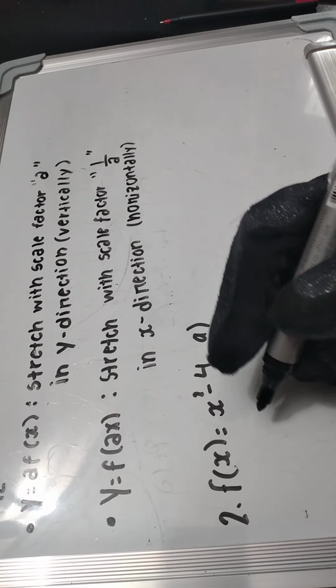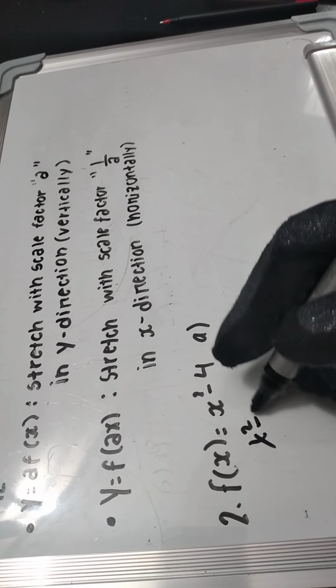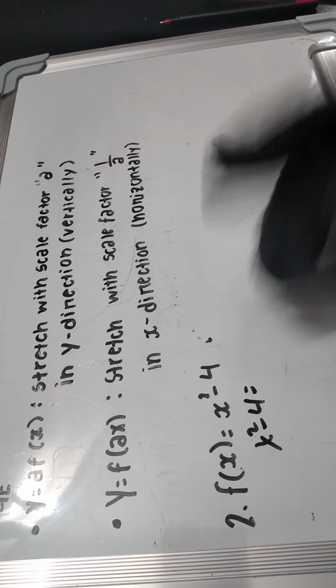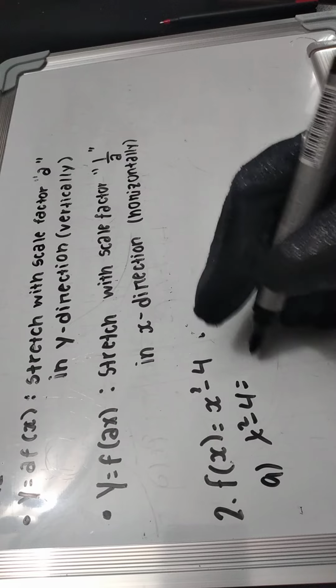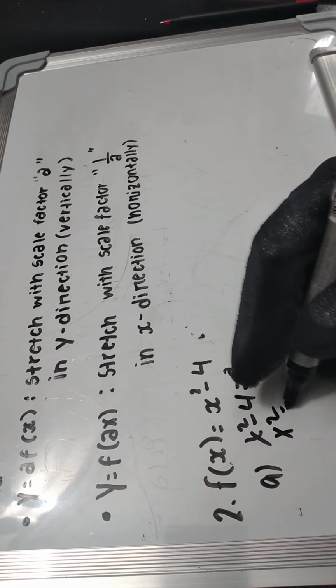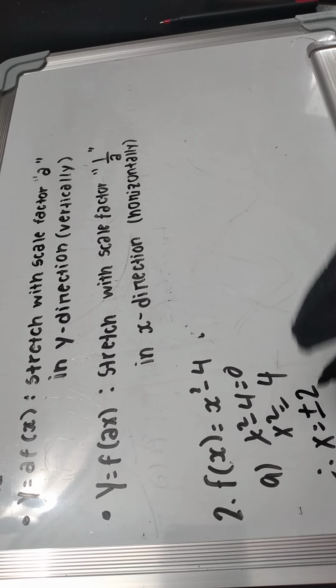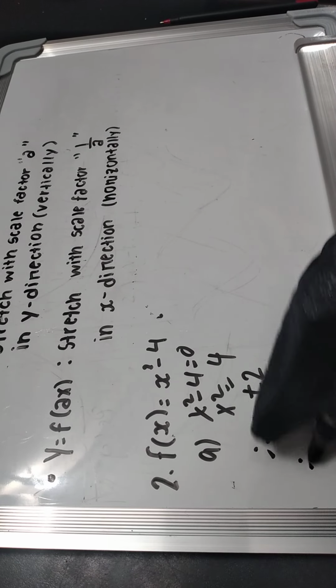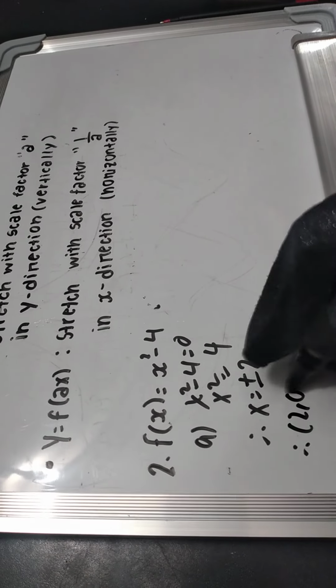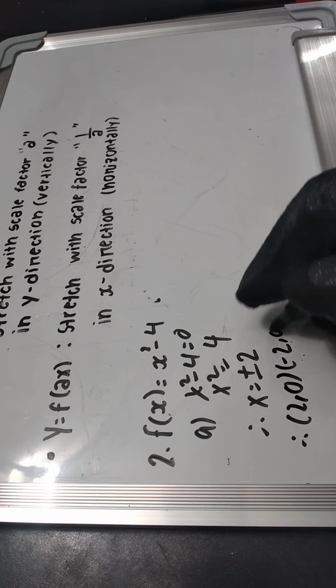At the x-axis, y equals 0, so x squared minus 4 equals 0. Therefore, x squared equals 4. Therefore, x can be positive or minus 2. Therefore, the coordinates are (2, 0) and (-2, 0).